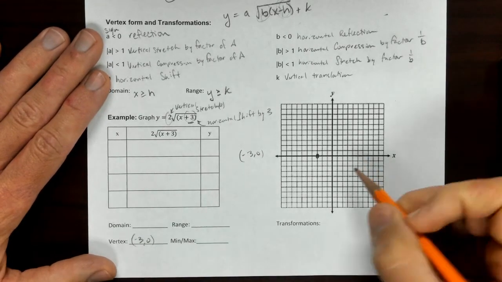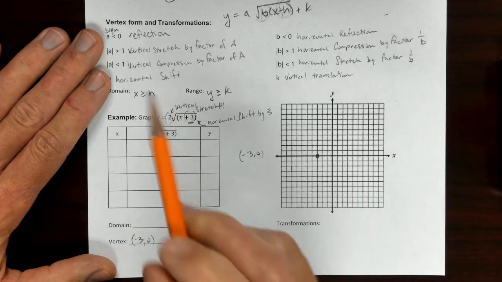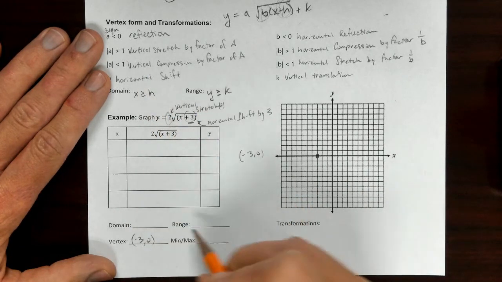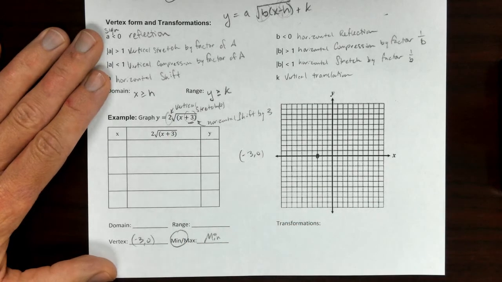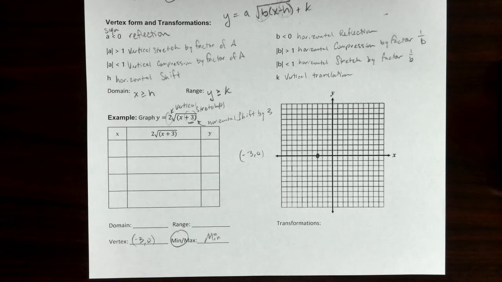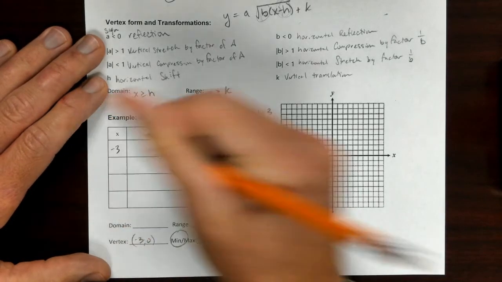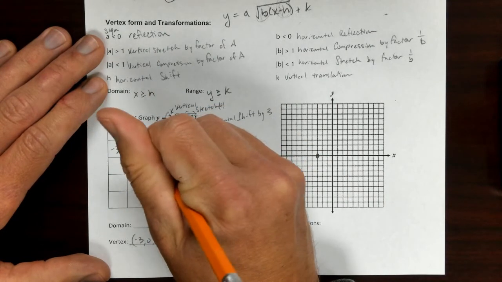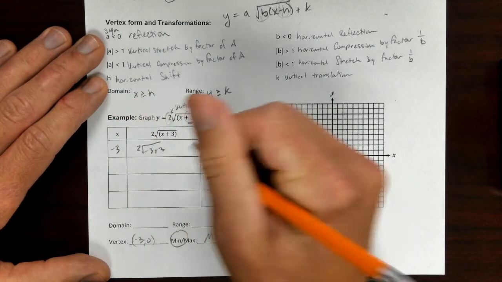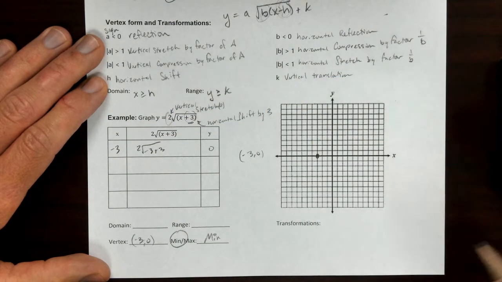Now, is that a maximum or minimum? Based on my equation, it's a positive, so therefore, it would have to be a minimum. All right, now let's plot our points. So let's start at negative 3, since we know that that is the vertex. Negative 3, we plug that in, we've got 2 times the square root of negative 3 plus 3. Well, inside that's a 0. Square root of 0 is 0. 2 times 0 is 0. That's how I got that point.